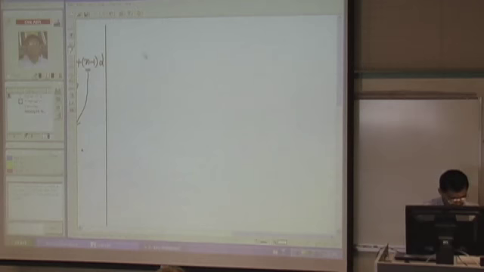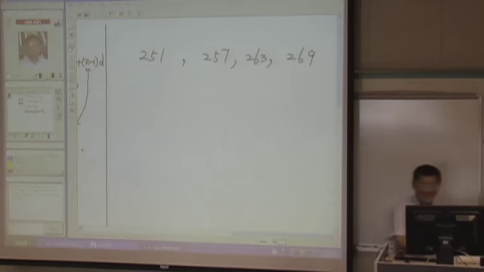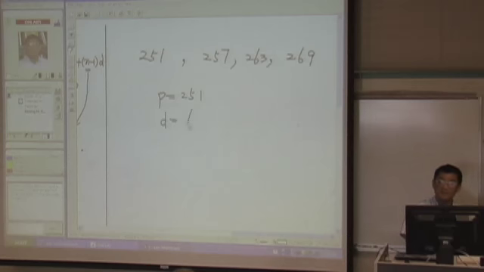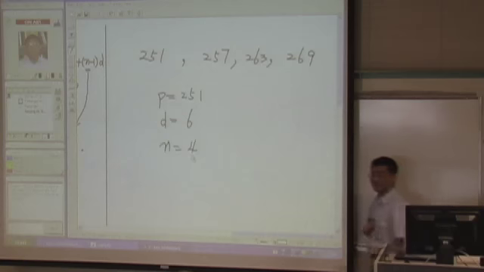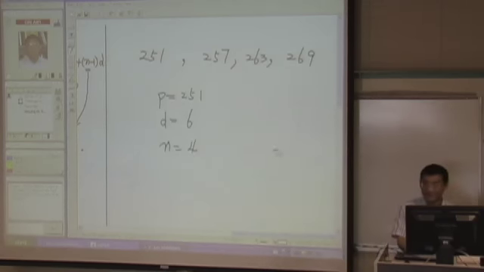251, and then an increment of 6: 257, increment of 6: 263, increment of 6: 269, all primes. So we have 4. At least we can now guess. P equals what? 251. D equals what? 6. And then how many numbers? 4 numbers involved. So what are the primes less than 4? 2 and 3.